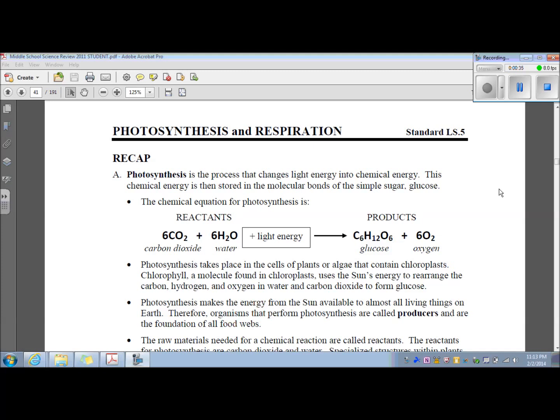Photosynthesis takes place in the cells of plants or algae that contain chloroplasts. Chlorophyll, a molecule found in chloroplasts, uses the sun's energy to rearrange the carbon, hydrogen, and oxygen in water and carbon dioxide to form glucose. Photosynthesis makes the energy from the sun available to almost all living things on Earth. Therefore, organisms that perform photosynthesis are called producers and are the foundation of all food webs.